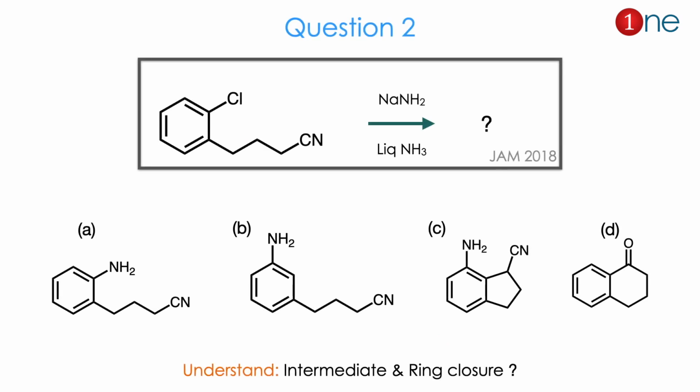Then question number 2. The starting material is chlorobenzene attached with a side chain containing cyanide. You are using sodamide and liquid ammonia. They ask you to find the product.